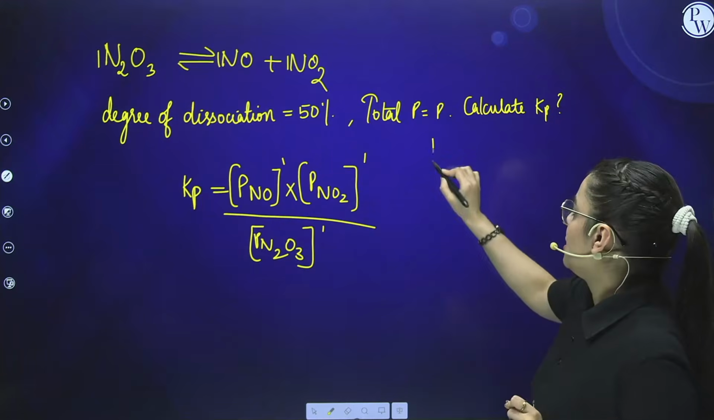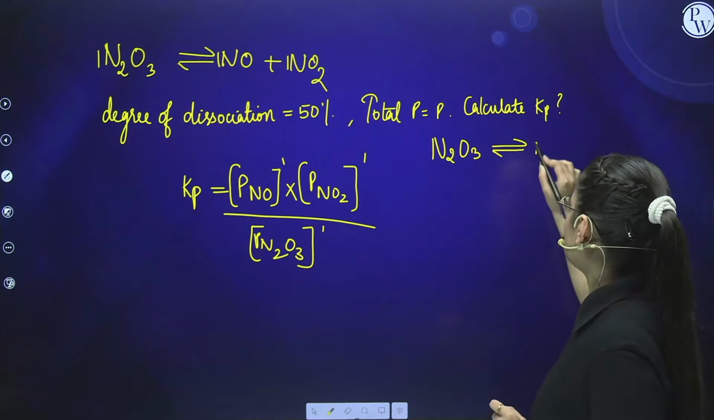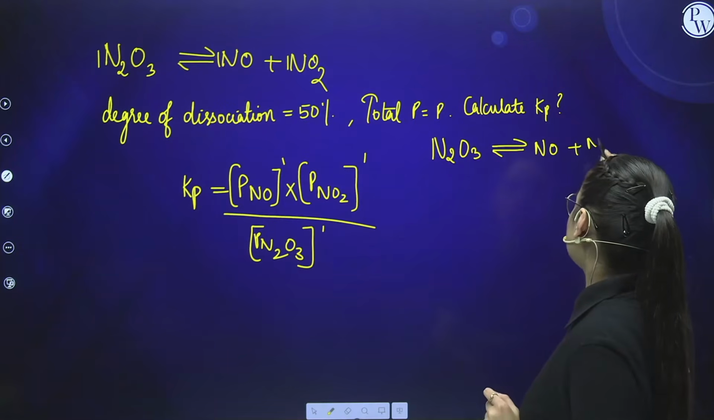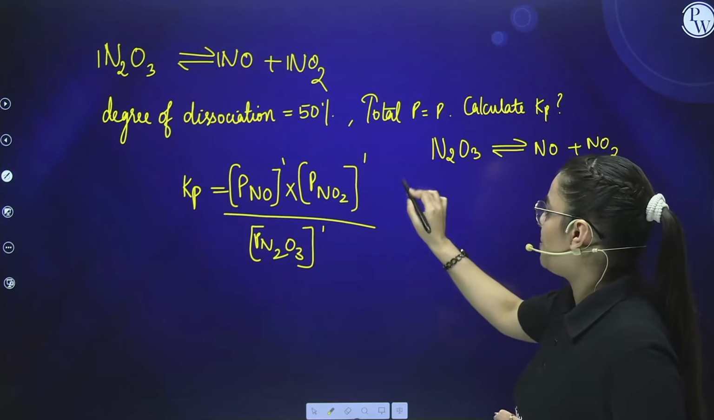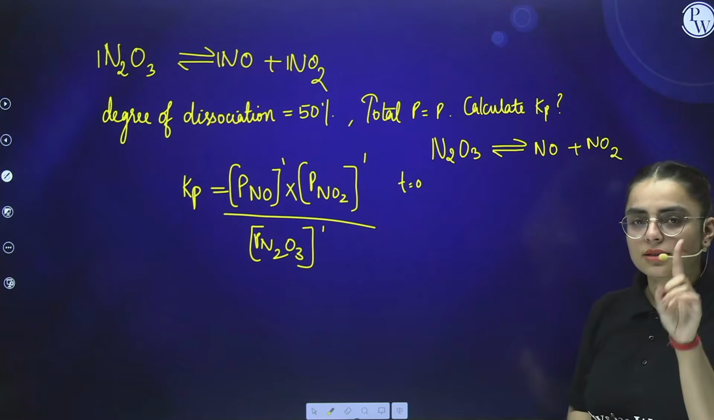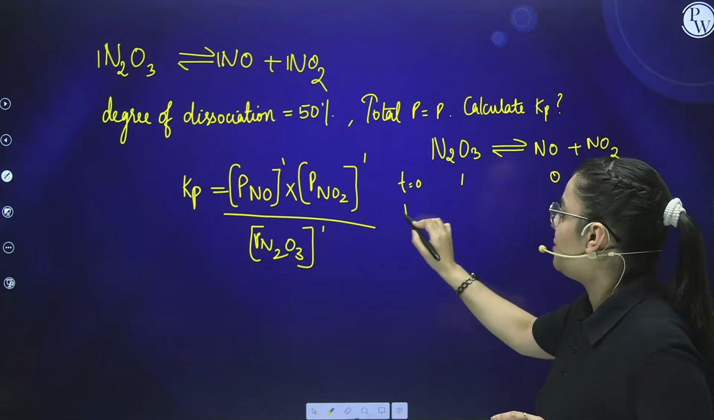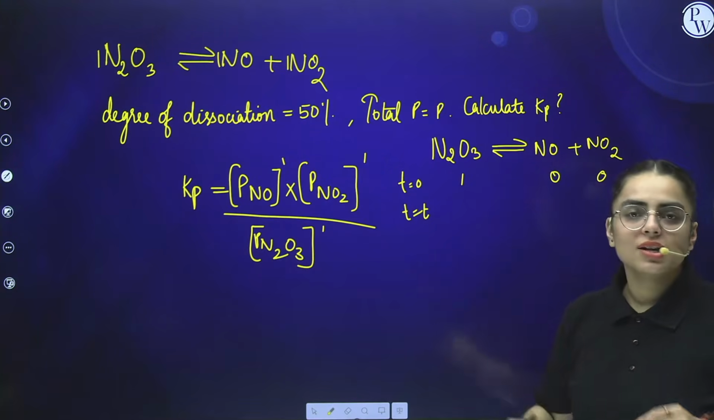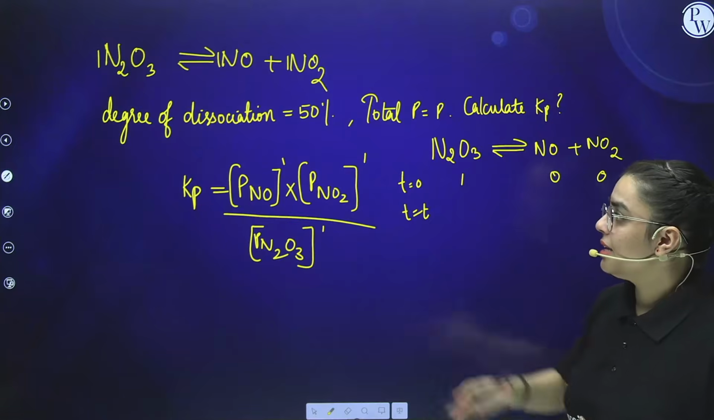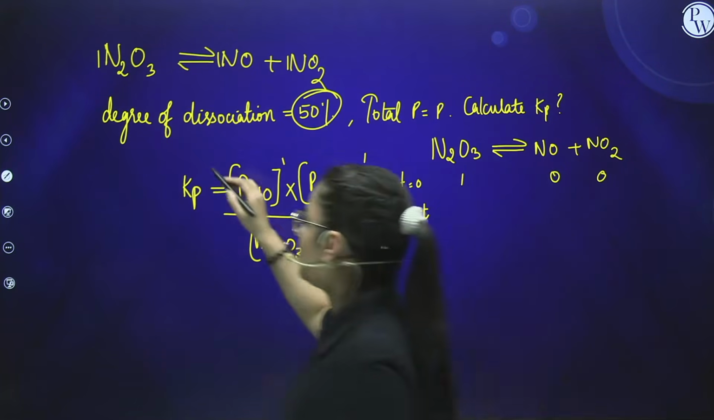See, N2O3 gives NO plus NO2. Initially, what happened at time t? Let us say N2O3 is 1. It was total 1 present, and these were 0, 0. Now at time t, what is happening over here? We say that the degree of dissociation is 50%. That means we need to calculate alpha.